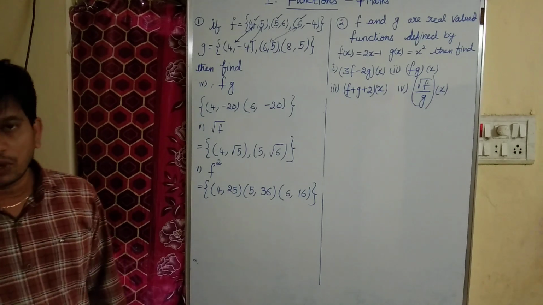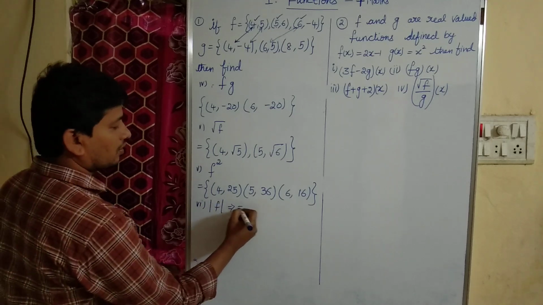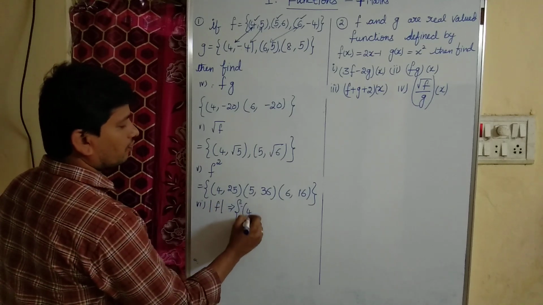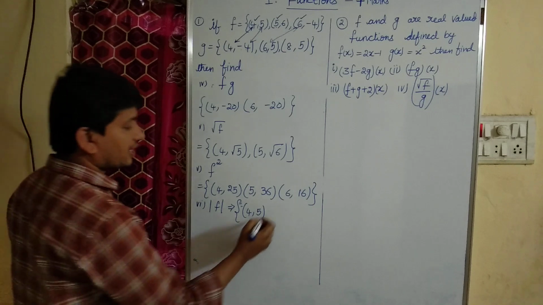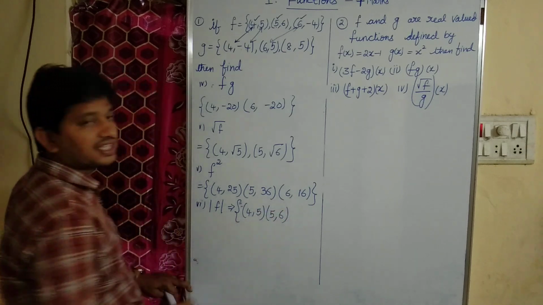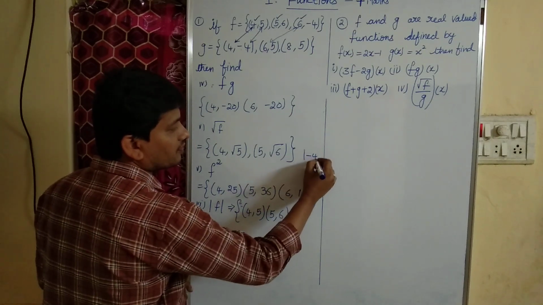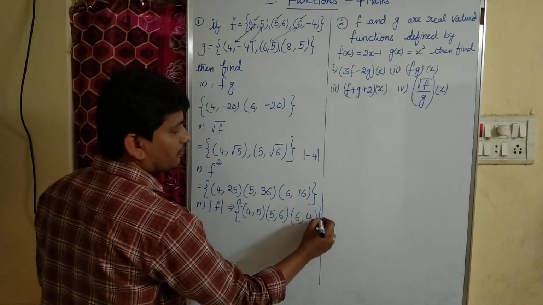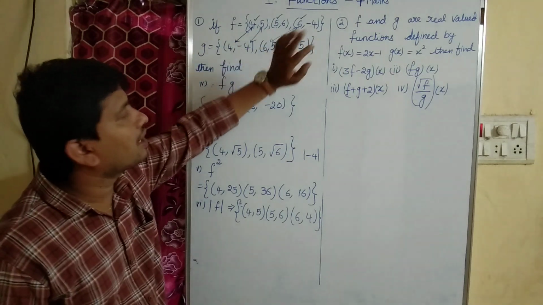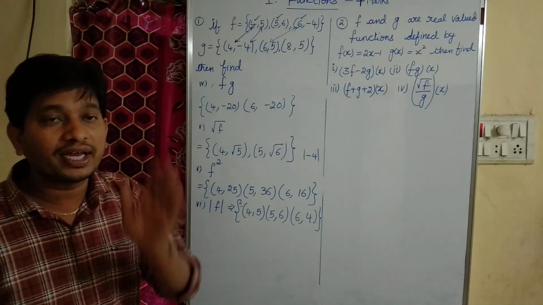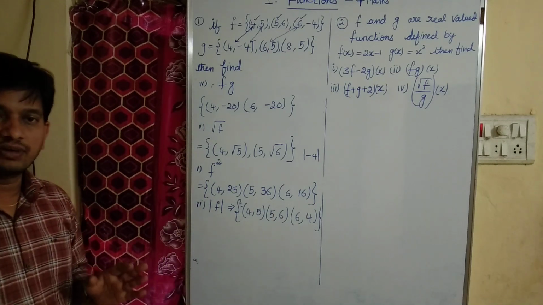Okay. Next one is modulo of f, mod f. Which is equal to 4 comma modulo of 5, which is 5 only. Second one is 5 comma modulo of 6, which is 6 only. And the third one is 6 comma, what is modulo of minus 4? The minus will become plus only. So 4 comma 5, 5 comma 6 and 6 comma plus 4, because modulo of minus 4 is plus 4 only. So this type of sum is a very important 7 mark question.